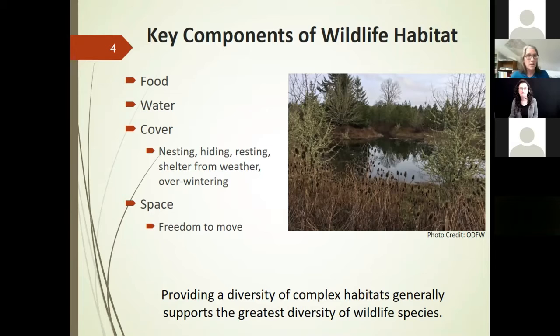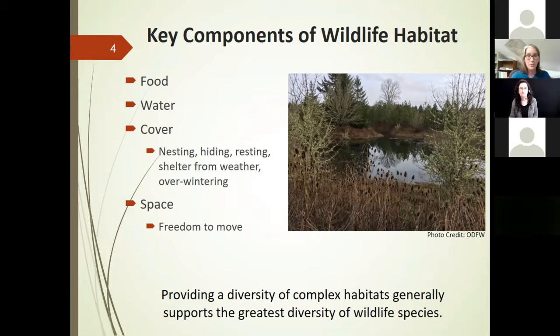Water: some species of wildlife need to drink what we call free water. So water in a wetland, a pond, a stream, that would be free water. Whereas other species obtain most of their water from the food items that they're eating. But water is important for all species, whatever form they need to take it into their bodies.